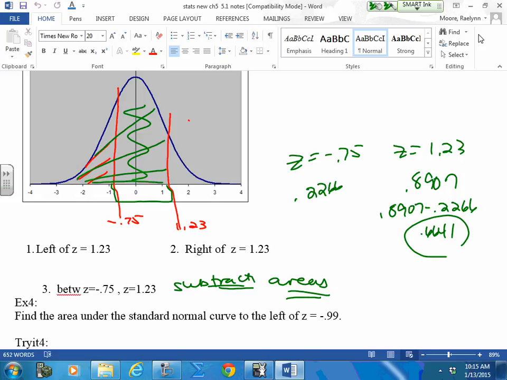So when my answer comes in, I know how I'm on track. Do they always provide you with 2 of those? If you have to do the in-betweens, yes. Sometimes a nice in-between is usually like between 0 and, say, 1.23. So your 0 is this part, 0.5, and your 1.23 was 0.8907, and then you subtract them. You still always subtract, and you always subtract the larger minus the smaller because you can never have a negative area. You can have a negative z-score because it falls to the left of your mean, but you can never have a negative area.